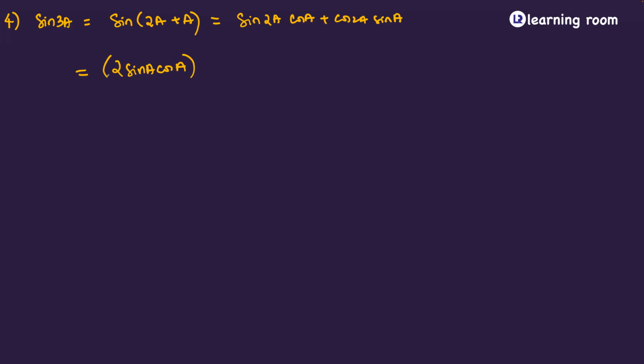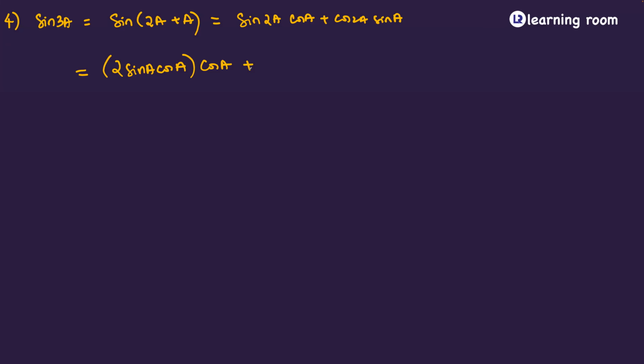This whole thing multiplied with cos a plus. For cos 2a, there are 4 identities, right? Among the 4, first one is cos square minus sin square. Second one is 2 cos square minus 1. Third one is 1 minus 2 sin square.